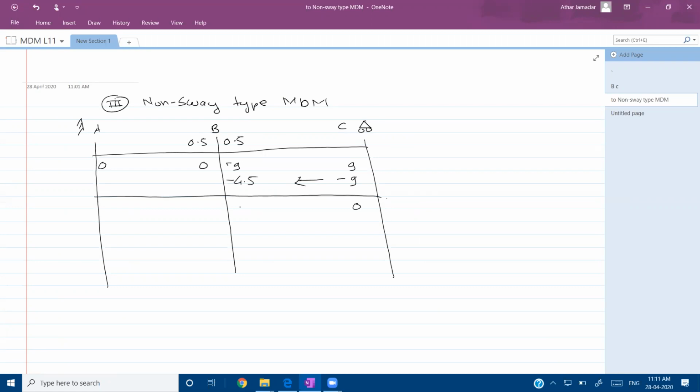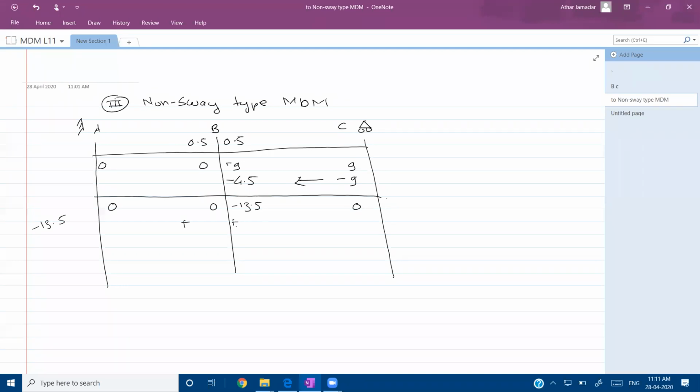So this will be 0. This is -13.5. This is 0. Now if you calculate the unbalanced moment at support B, that unbalanced moment will be 0 minus 13.5. So an unbalanced moment of -13.5 will act. As the unbalanced moment is negative, the next correction should be positive here.